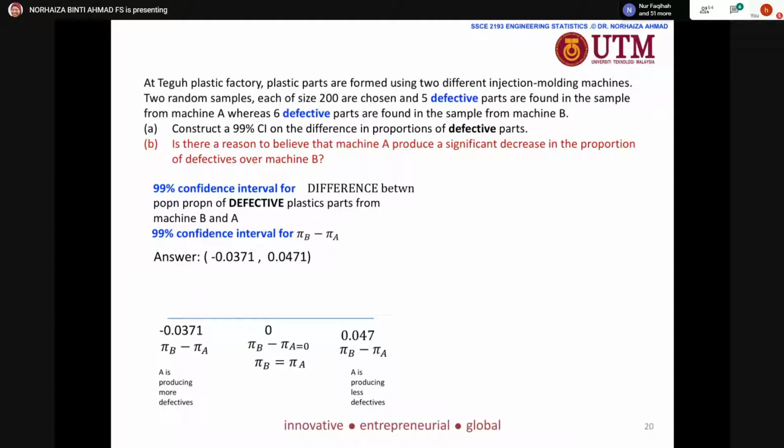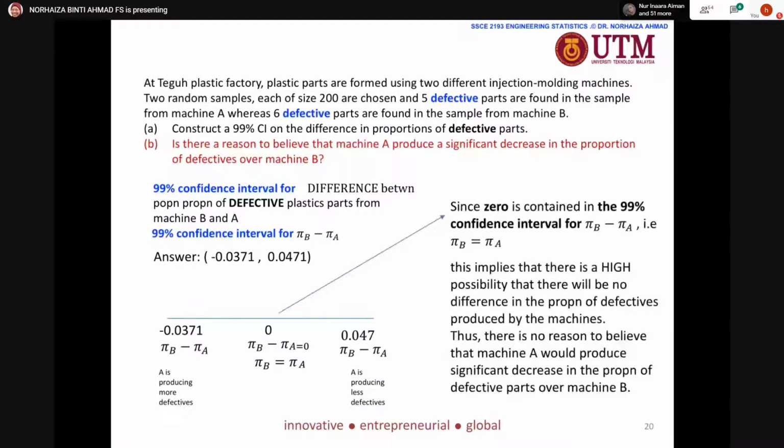So is there a reason to believe that machine A produced significant decrease in the proportion of B? The answer would be no. There's no reason to believe, since pi b minus pi a includes zero, pi b is equal to pi a. So therefore, A would not be more superior than B in producing significant decrease in the proportion of defectives. I should have asked you that question rather than give you the answer.